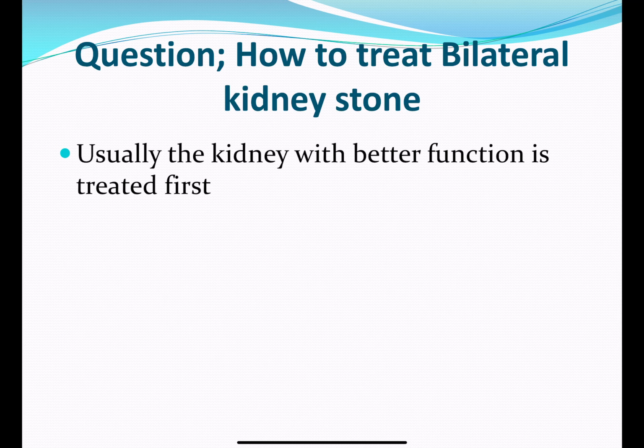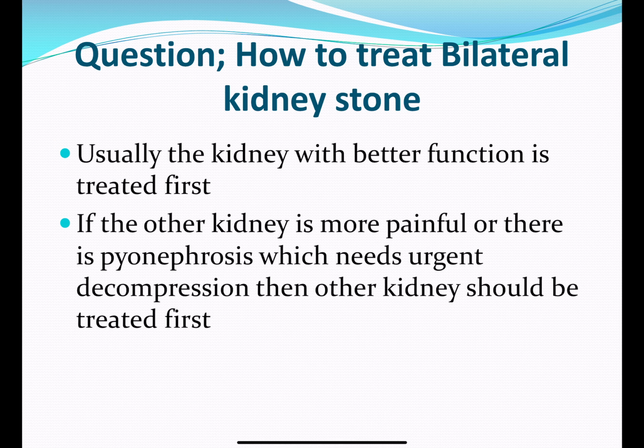That means these three criteria. Number one, the better functioning kidney's stone should be removed first. If both kidneys have a similar function, then if there is any obstruction to the kidney by stone, that has to be removed first. And if both kidneys have no obstruction and a similar function, then remove the stone from the kidney which is producing more symptoms. If a patient says I have more pain on the right side, then do the surgery on the right side. So these are some guidelines to choose which kidney should be operated first.